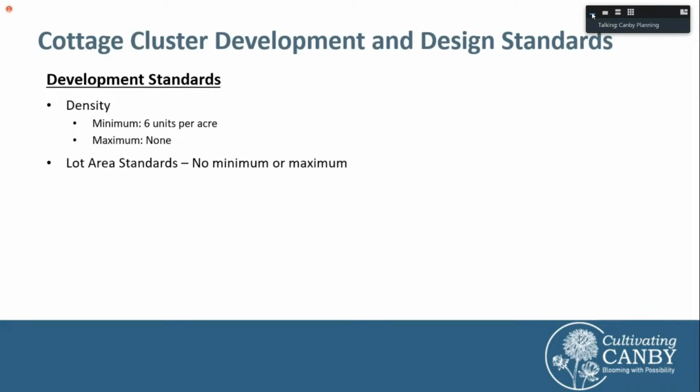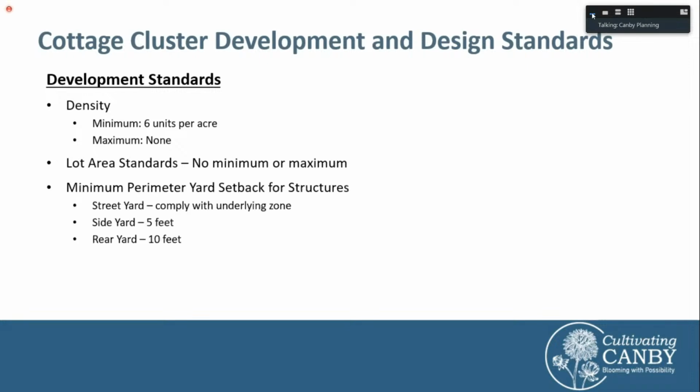We have lot area standards. We don't set a minimum target, so we didn't at this point think it made sense to say you must have a minimum 1 acre site to do this cottage cluster. We wanted to provide that flexibility, and again, based on some other standards that we'll talk about as far as optionality of cottage unit size, we felt it made sense to not propose a minimum or maximum lot area. We are preserving perimeter yard setbacks for the street yard. So if you've got your cottage cluster up against the street, we're complying with the underlying zone.